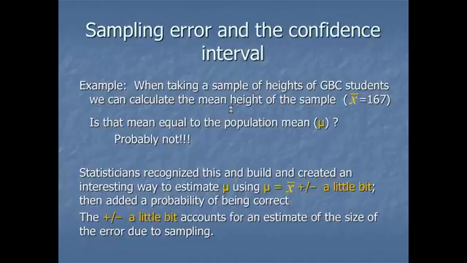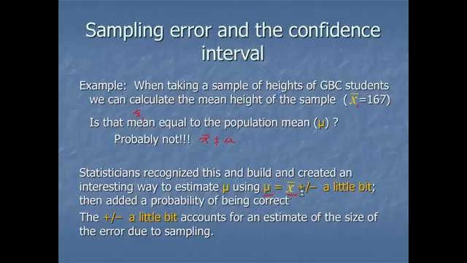And what's the relation between sampling error and the confidence interval? Well, essentially, when we're taking a sample, we calculate the mean to get X bar 1 or 2 or whatever it is. We get heights of 167, that's fine. Is that mean, i.e. X bar 1, equal to the population mean mu? Probably not. X bar does not equal mu. It could occasionally, but very, very unlikely.